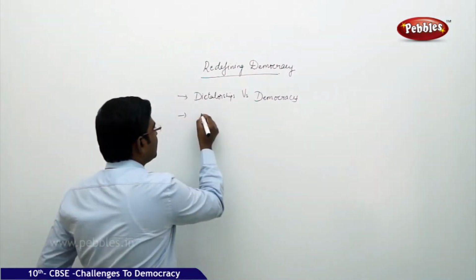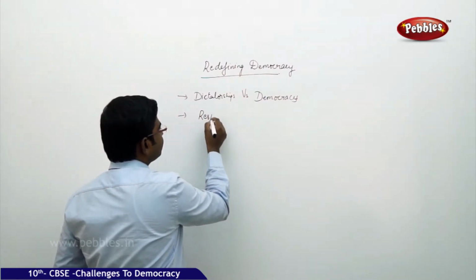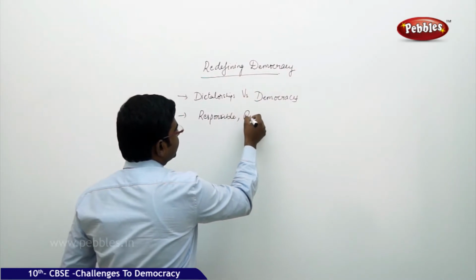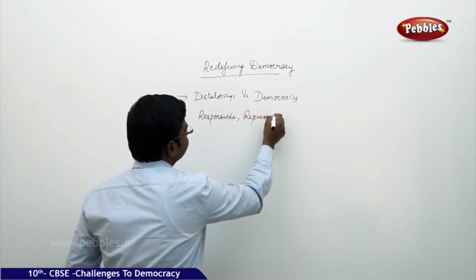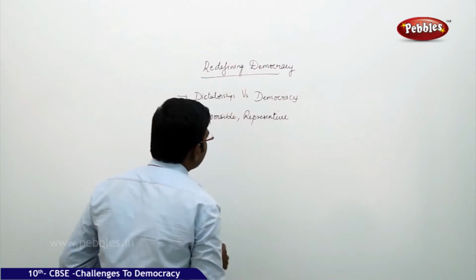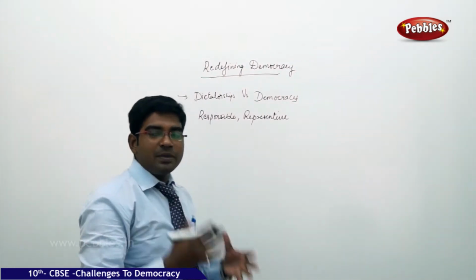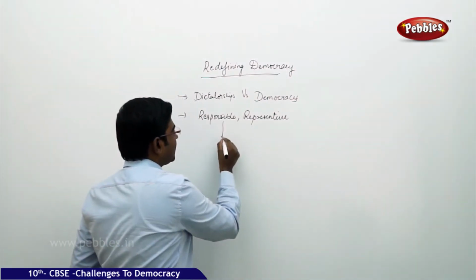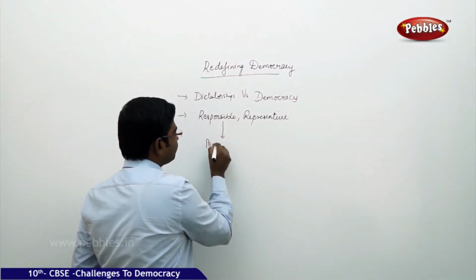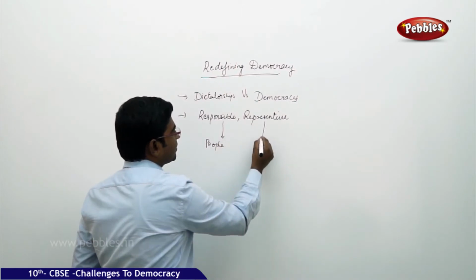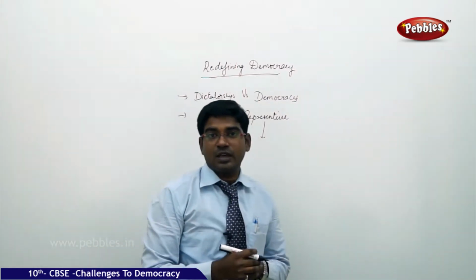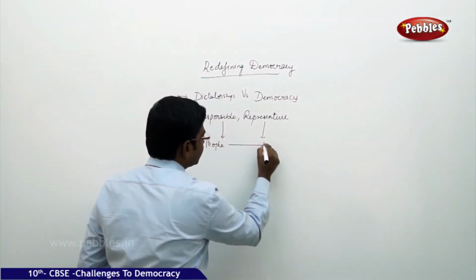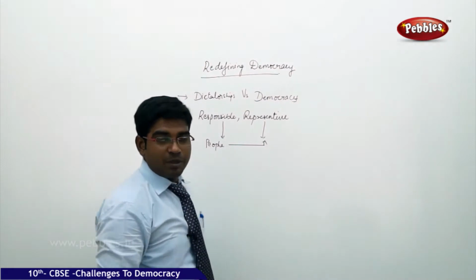So when we talk about responsible, representative, responsible governments means what? Responsible for whom? Responsible for people. Representative, whose representatives are these people? Here also the same, these people are the representatives of the people.